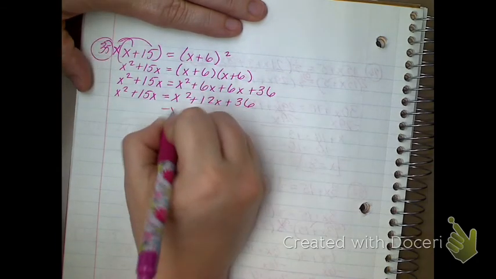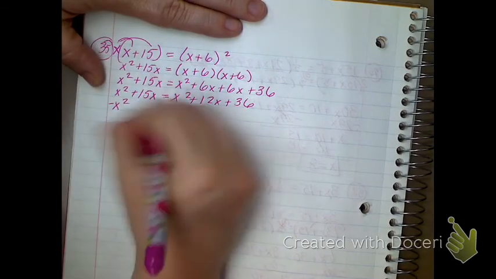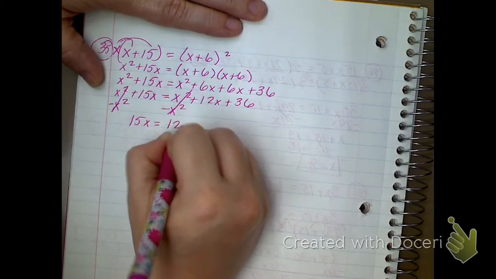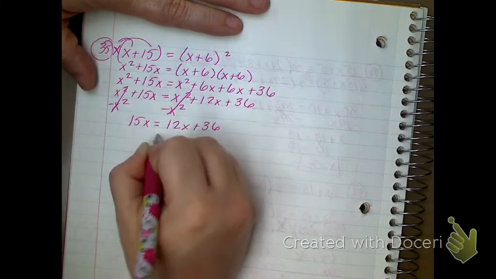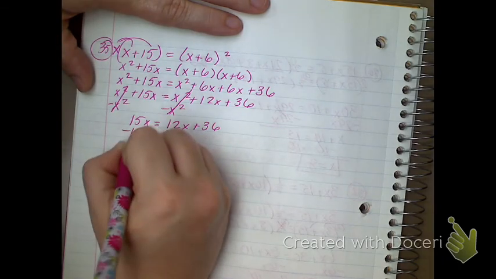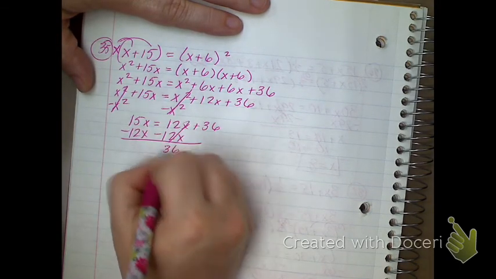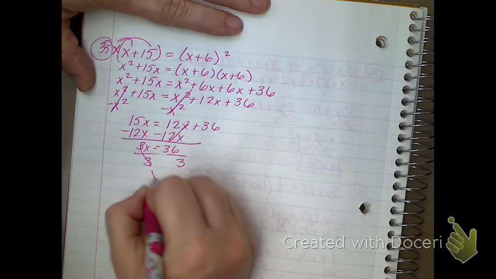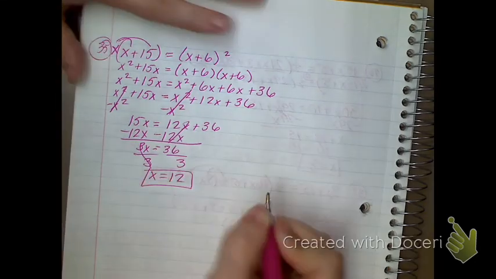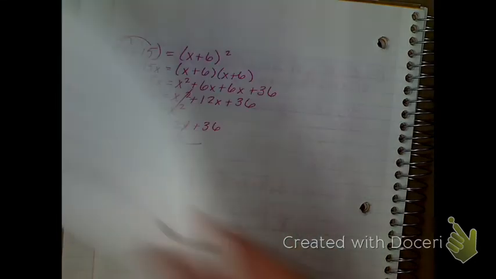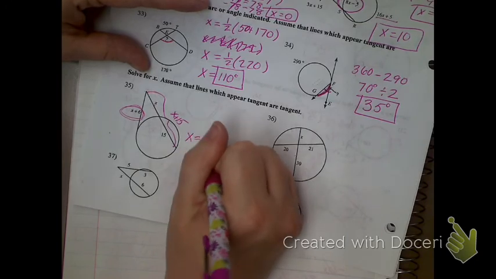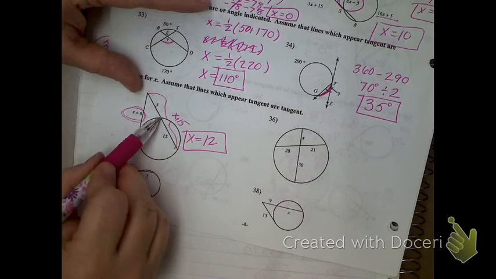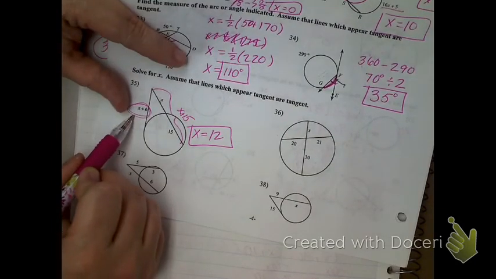Now if I try and get the x squareds together, they're actually going to cancel out, which makes my life a little bit easier. I have 15x equals 12x plus 36. Subtract my 12x. 36 equals 3x. Divide by 3, and x equals 12. I believe the problem is only asking me for x. Yep, solve for x. So my answer is x equals 12. Again, that was the whole thing times the outside part is equal to the other side squared.